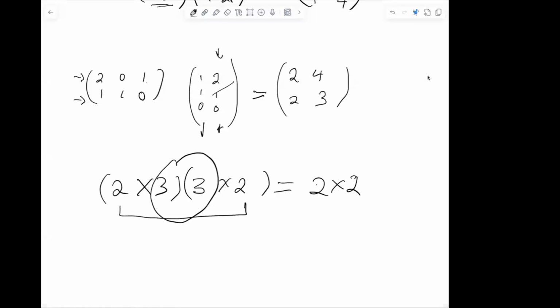So if you want to multiply two matrices together, the first thing you have to make sure is that the number of columns in the first one is equal to the number of rows in the second one. Otherwise, you will not be able to multiply. So you immediately see that if we wanted to multiply them the other way around, it would not work. Okay?